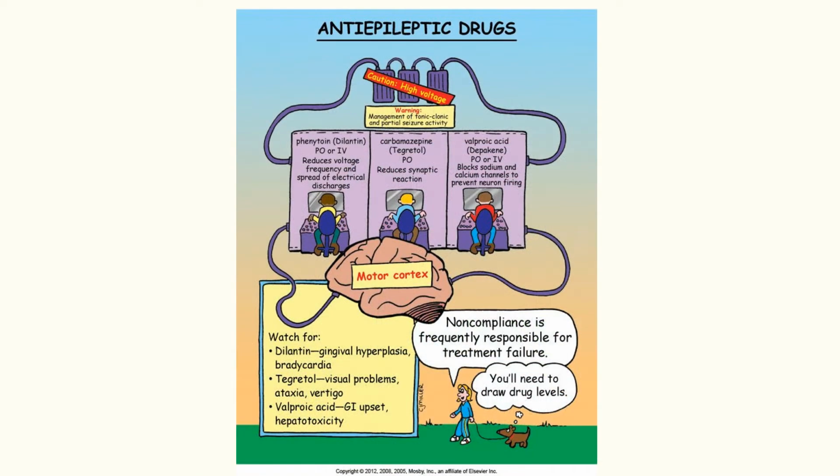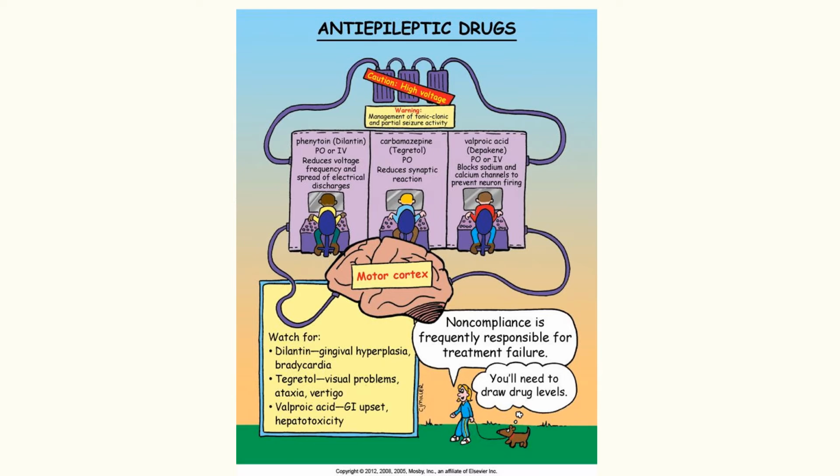And then there are 3 anti-epileptic drugs that we need to be aware of in nursing. They're on this review slide. We already talked about Dilantin and Tegretol. But there's a third one that you need to know, and that is valproic acid. It's also called Depakote or Depakine. And they all work differently, but they're all used in the management of seizure activity.